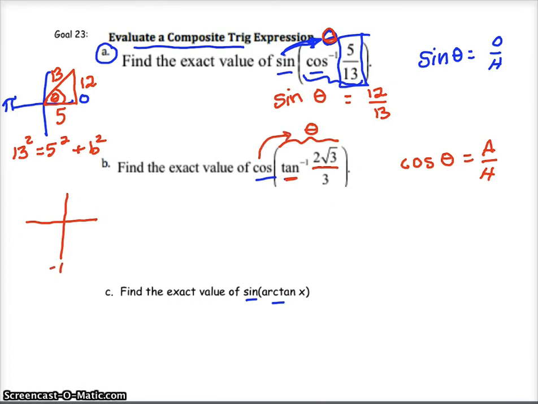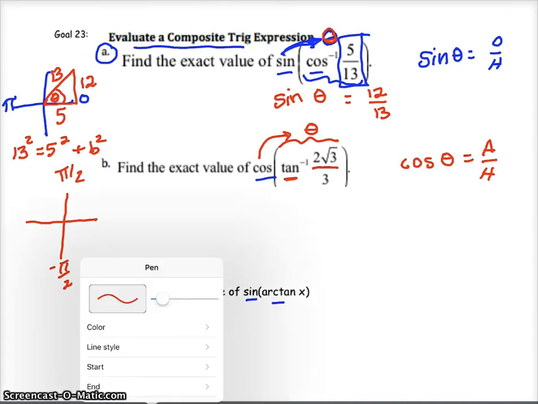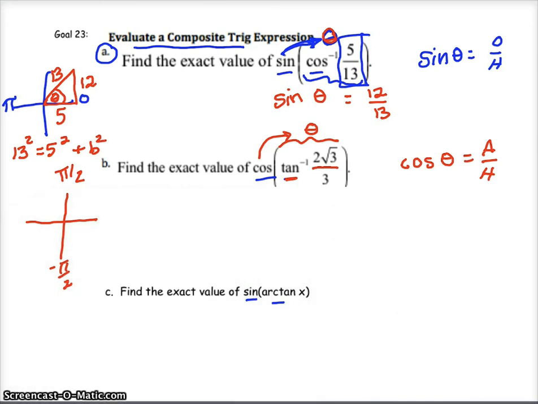Inverse tangent, we know, is restricted to -pi/2 to pi/2. 2√3/3 is a positive value, so we will draw our triangle in quadrant 1 again. Recall, tangent is opposite over adjacent. And in order to find the cosine of angle theta, we will need the hypotenuse. So we will use the Pythagorean theorem. So c squared equals a squared plus b squared.